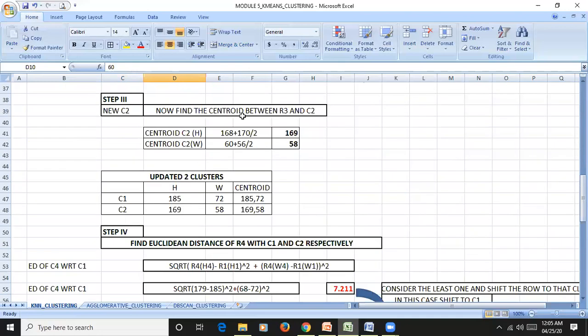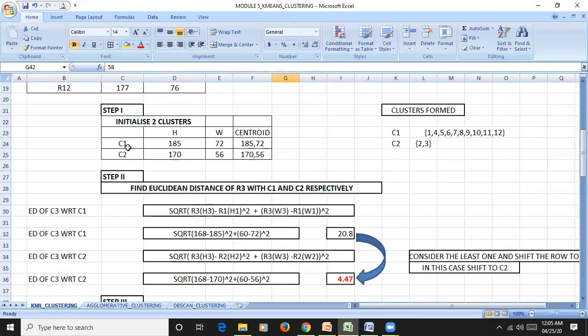Now find the centroid between R3 and C2 value, that is the centroid of C2. If I calculate it with H, it will be 168 plus 170 divided by 2, which is 169. Now for the weight, 60 plus 56 divided by 2, I'll get it as 58. Now what are your updated two cluster values? My C1 will remain the same, with 185, 72.